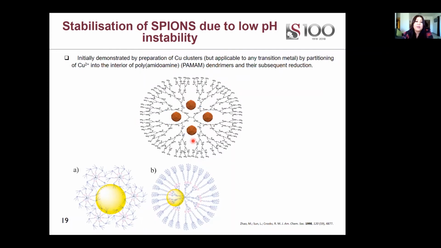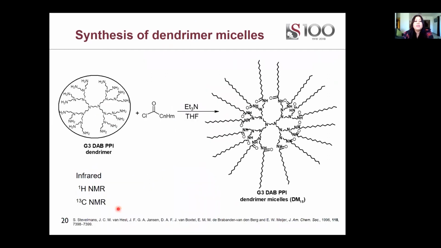So this is how we came to this idea of immobilizing dendrimers on the surface of our ions, to see whether it will protect and stabilize our ion, or whether it will not work at all. So we took a commercially available G3 DAB PPI dendrimer. This is water soluble, so we modified it with alkyl chains of different lengths, C5, C10, C15.